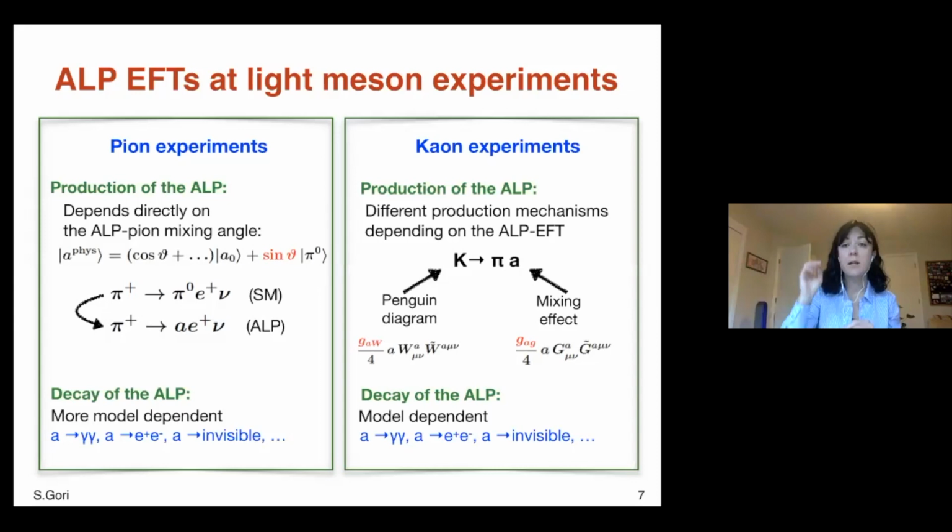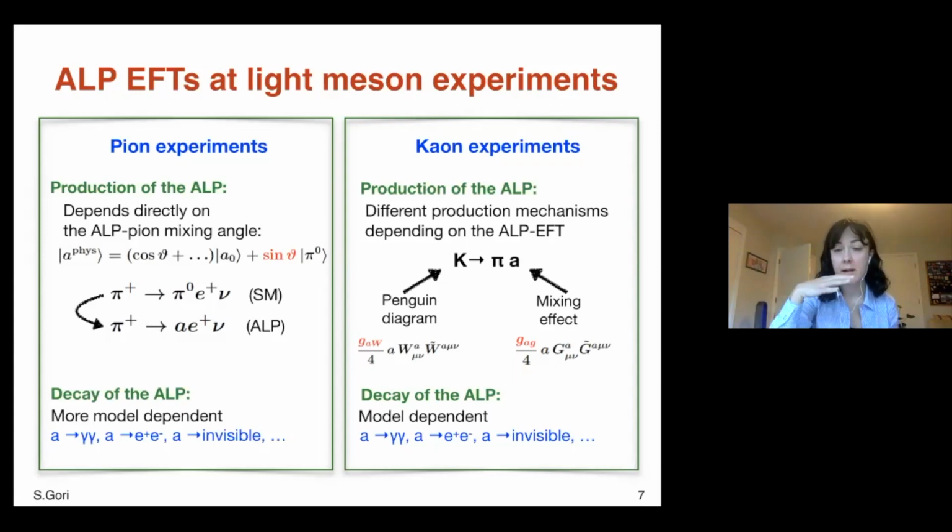Then for Kaon experiments, the goal, as we see, will be to produce ALPs from Kaon decays, and in particular from K to pi a. There are different production mechanisms of this ALP depending on the operator that I'm considering. If we consider this operator a W W tilde, there will be penguin diagrams, so a d to s transition that is producing an ALP. And instead, if we consider the operator A G G tilde, there will be mixing effects that are producing the ALP, because we know that in the standard model, the Kaon decays to a pi and a pi0. And then because of the mixing, we can produce the ALP. Okay. So this is from the production side, and then again, from the point of view of the decay, the specific signature will depend on the model, and the ALP can decay to plenty of different things as listed here. Okay.